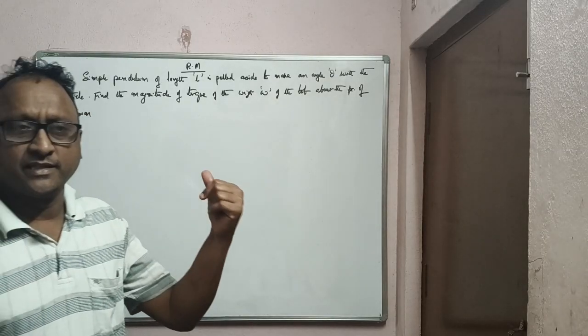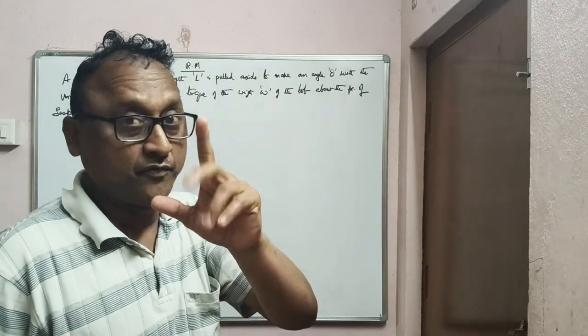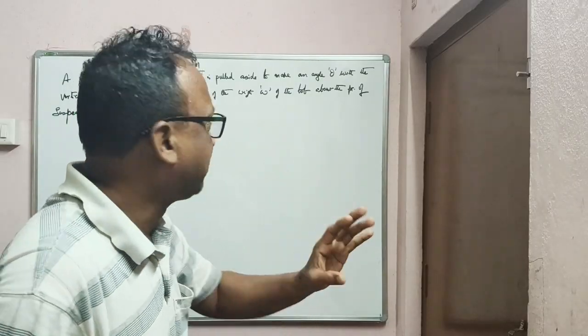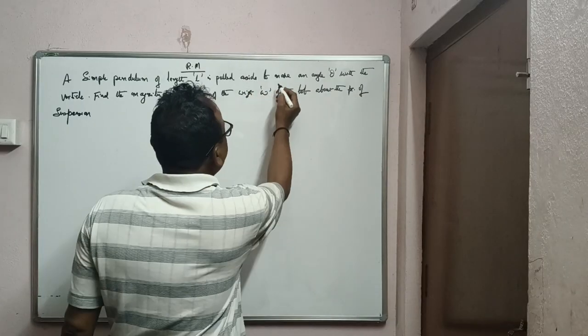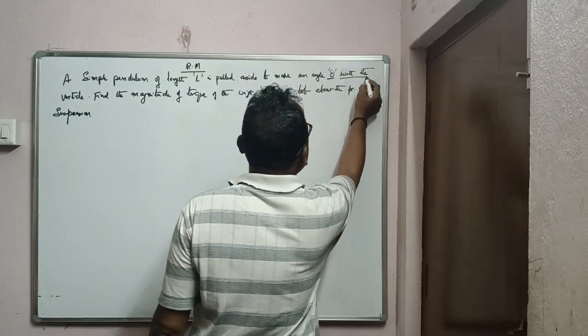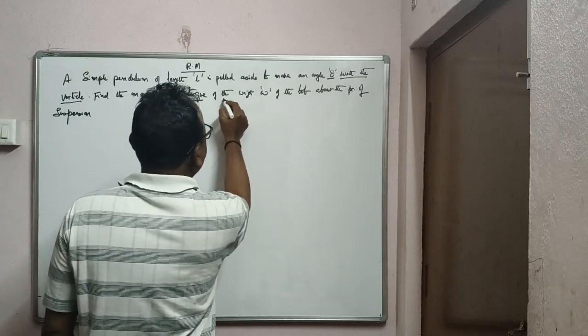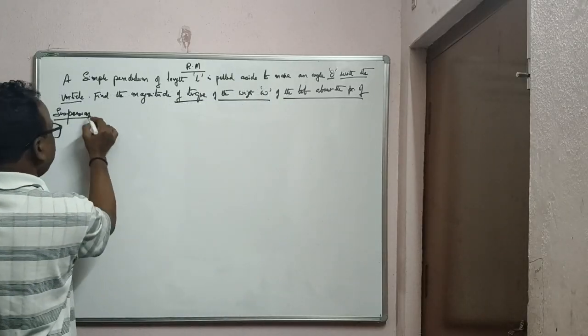Are you following the question here? This is a very important question. It looks very small but is very tough if you don't know the concept. This rotational motion concept is very important. A simple pendulum of length L is pulled aside to make an angle theta with the vertical. Find the magnitude of the torque of the weight W of the bob about the point of suspension.